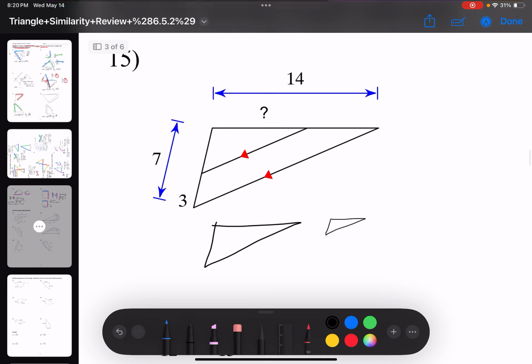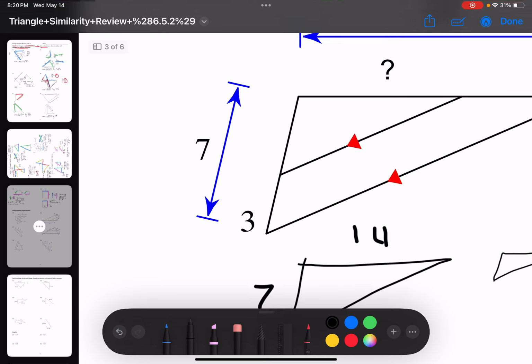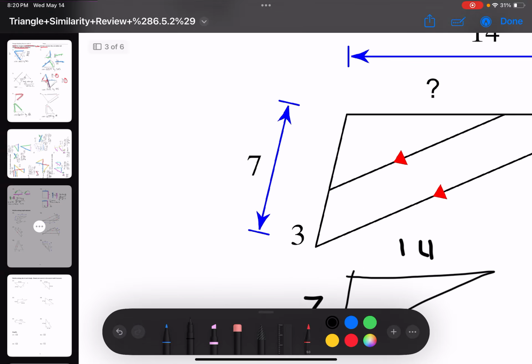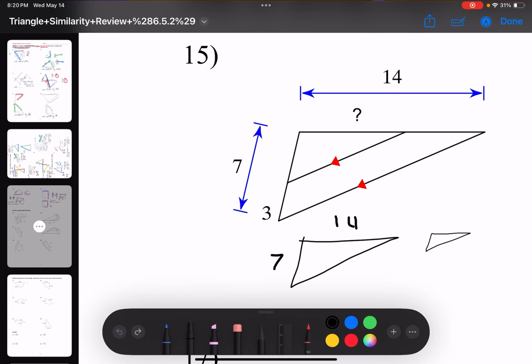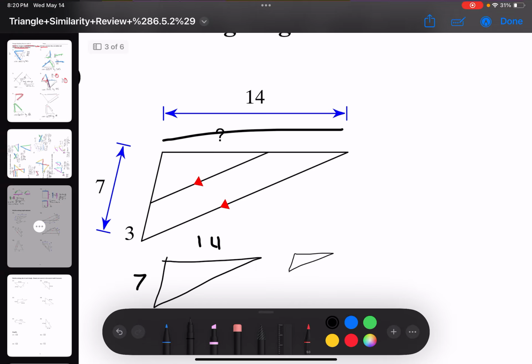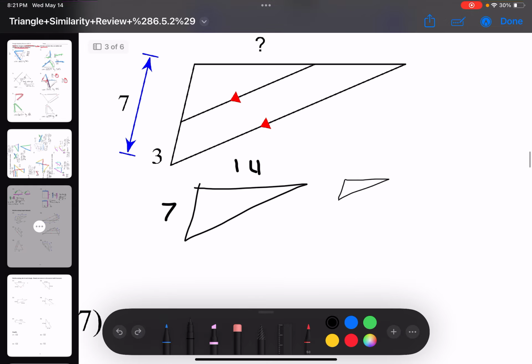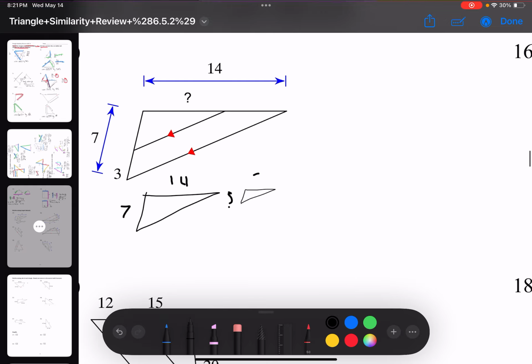So on our big triangle, it's telling us that this is labeled 7 and 14 right here. We know this because of the arrows. So this means that this whole entire side right here is 7, and then this whole entire side right here is 14. Right? Okay, boom. Now on our tiny triangle, we don't know anything right there, right?